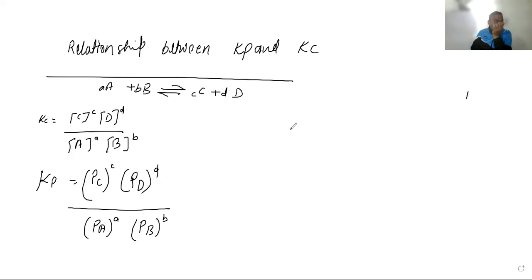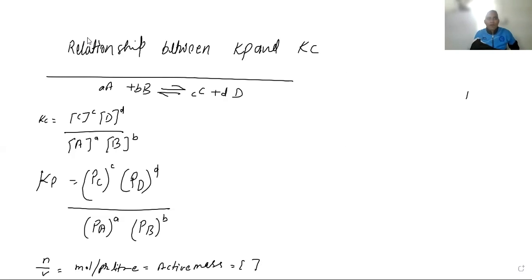Now, one thing you know is what I told you: n by V is molar concentration, moles per liter. n is the mole, V is the liter. Mole per liter is also known as active mass. And active mass, how do we represent it? We represent it in square bracket.